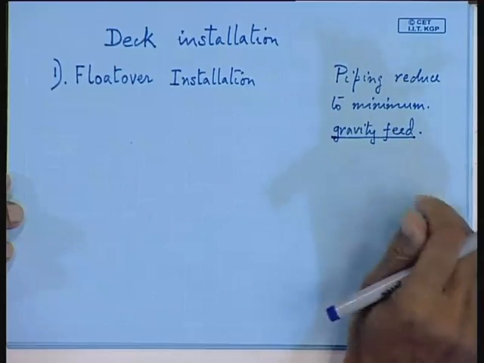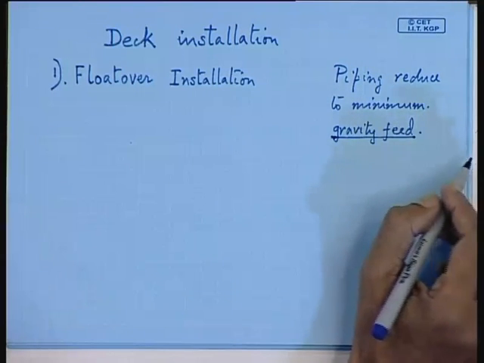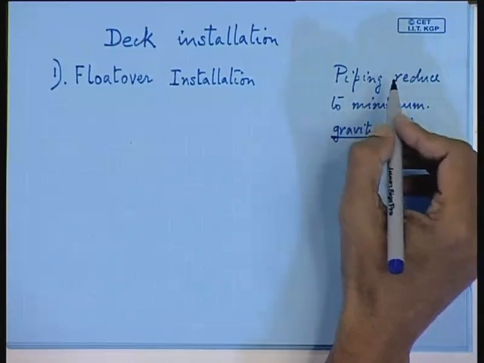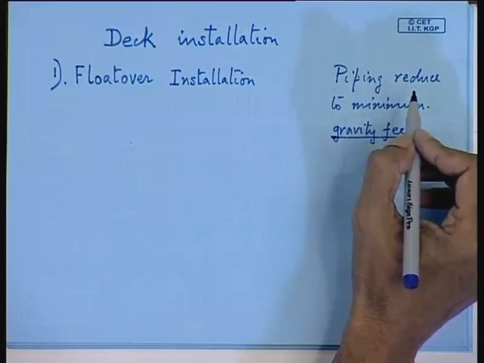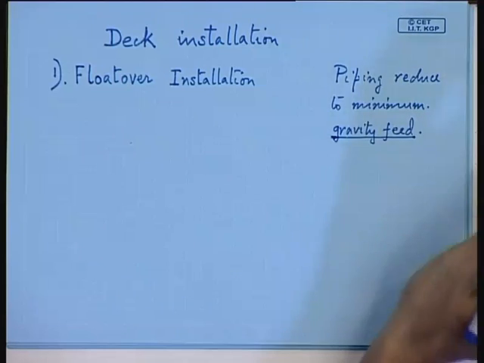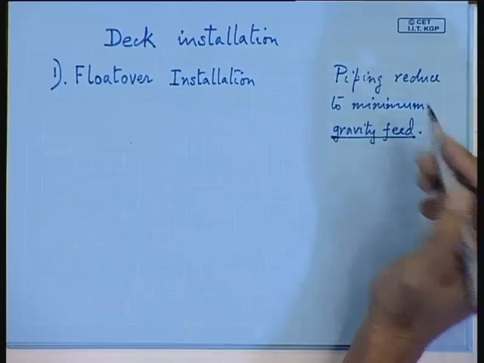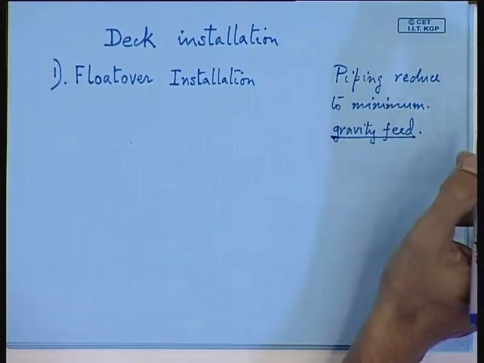Instead of having your engine and fuel tank at two different locations and connecting pumps and piping, which increases the piping and requires pumps and all that, gravity feed, wherever possible, you go for that. So, the main purpose is to reduce piping as much as possible. Once you reduce this, automatically you can reduce your deck area. So, deck area requirement is a major consideration.